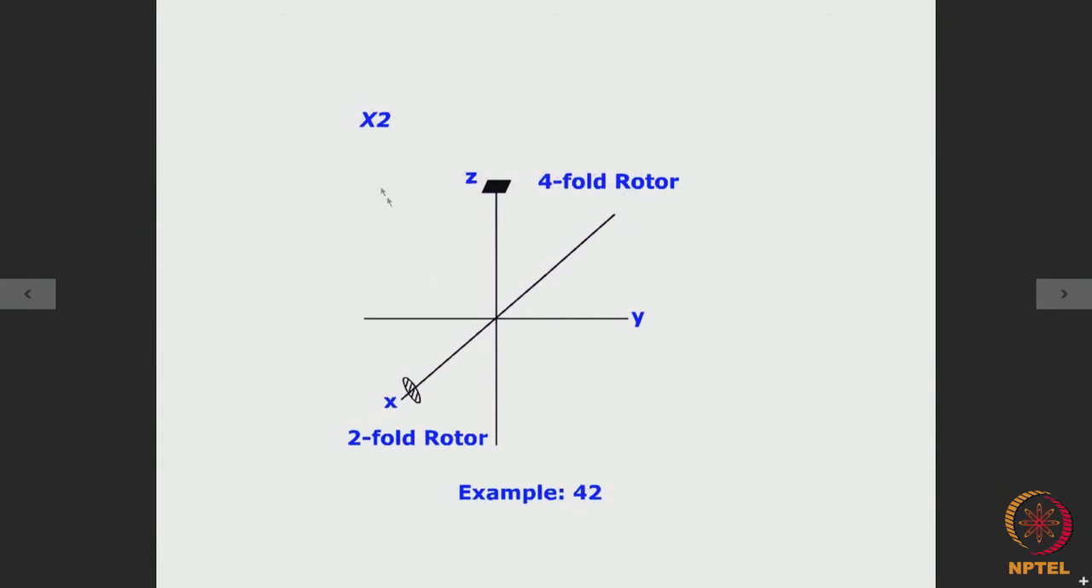Sometimes you have point groups which are written as x2, where x stands for a number. Say for example, if you have a fourfold rotor combined with a twofold rotor perpendicular to it, then this point group can be written as 4-2.